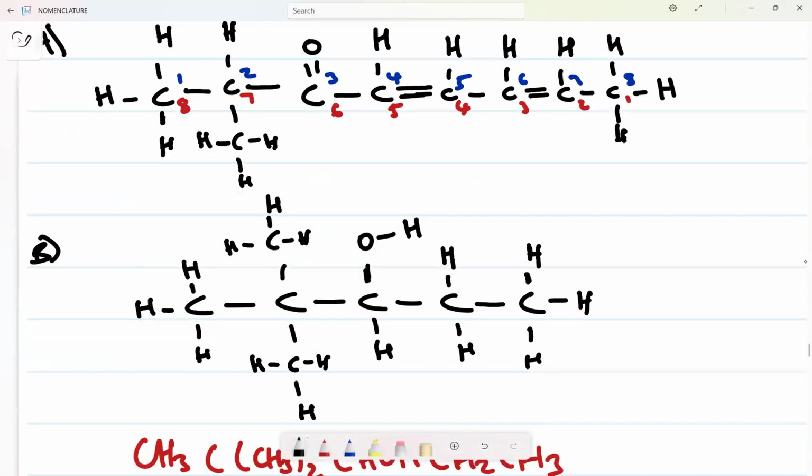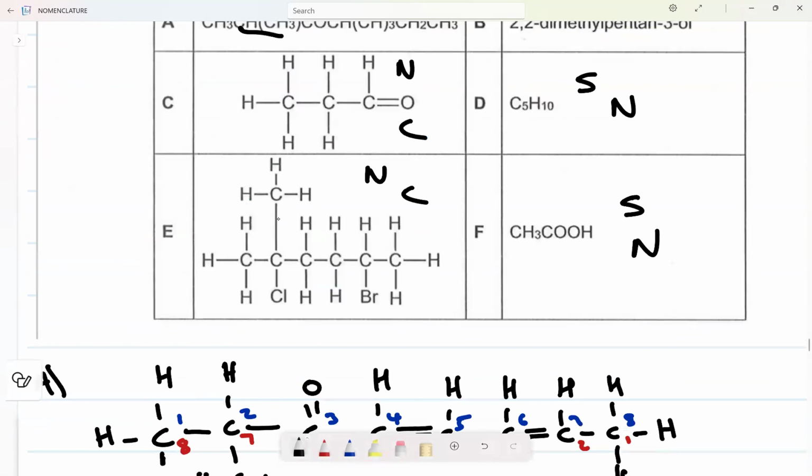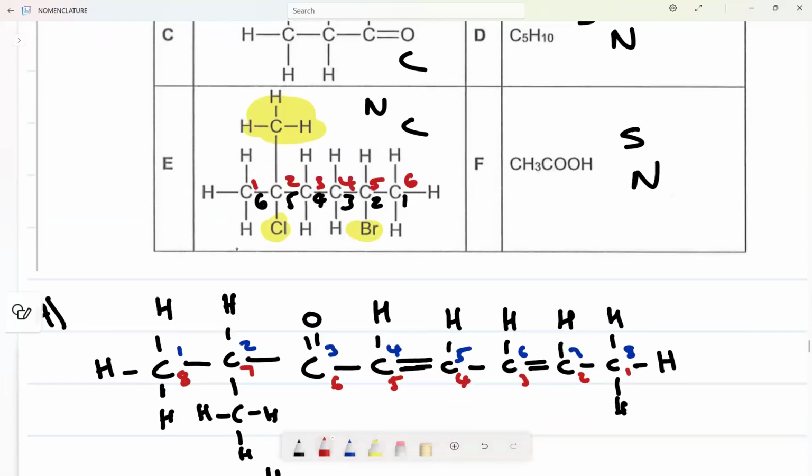Let's look at number E, probably the last one. Okay, the name of this one. When I start here, it's going to be 1, 2, 3, 4, 5, 6. Can you see I have a Cl, I have a Br, I have a branch. If I start counting from here, it's going to be 1, 2, 3, 4, 5, 6. So I want the one that gives me the least. Let's start with red. The red one has 2 methyl. We have a branch there.